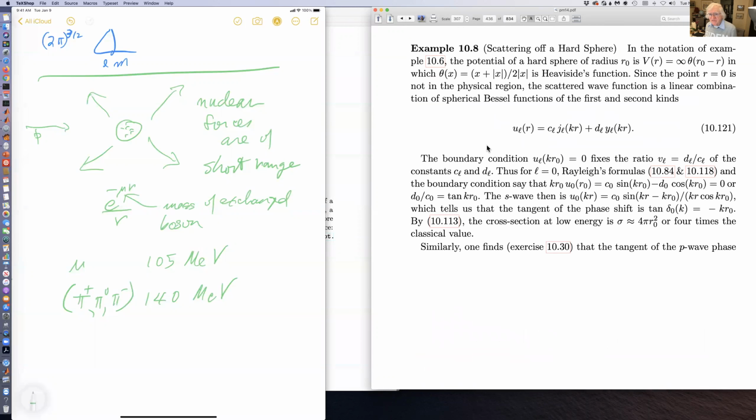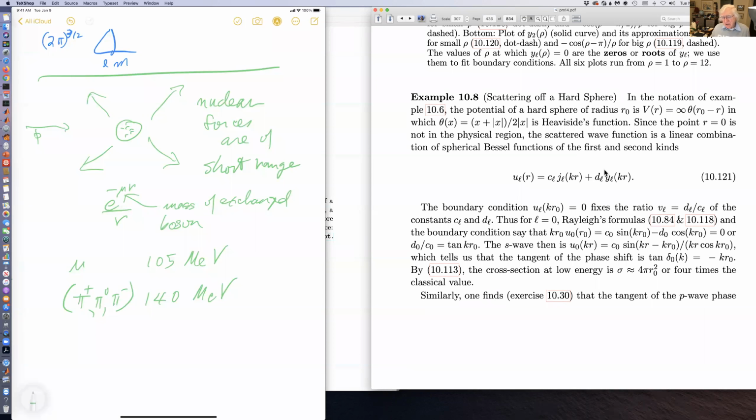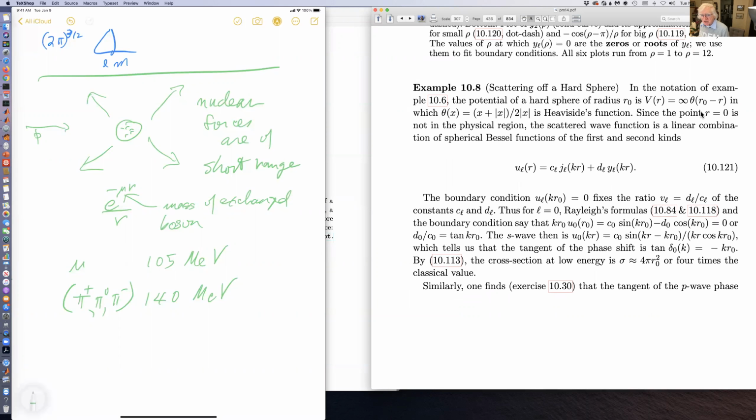One example of the use of these is scattering off a hard sphere. The idea is that the potential we can imagine is infinite when r is less than the radius of the sphere, but 0 elsewhere, and that's given by this expression.